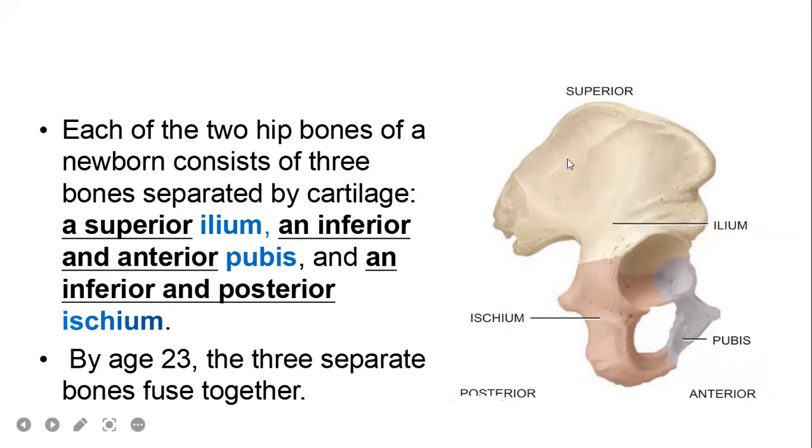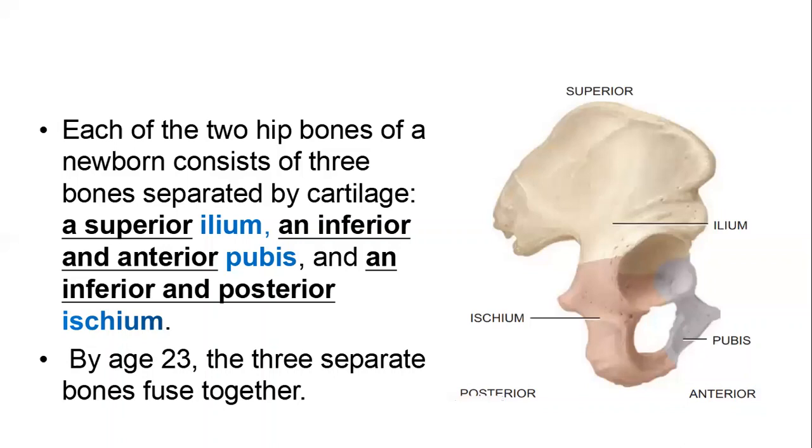So the 3 bones separated by cartilage are the superior ilium, an inferior and anterior pubis, and an inferior and posterior ischium. So this is just an anatomical description of where they are found within the hip.